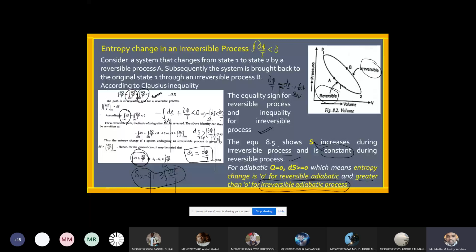For an adiabatic process, if you put q equal to 0, ds is 0, therefore S2 is equal to S1, which means during a reversible adiabatic process, entropy is constant. During a reversible adiabatic process, entropy is constant, meaning the change of entropy will be 0. When entropy is constant, the change will be 0, and it is greater than 0 for an irreversible adiabatic process. Irreversible process entropy change.